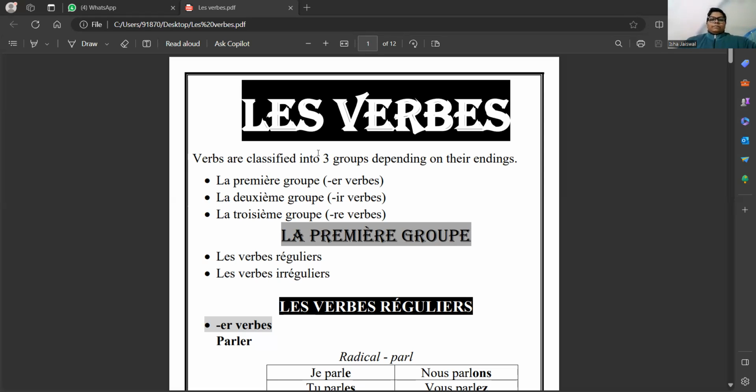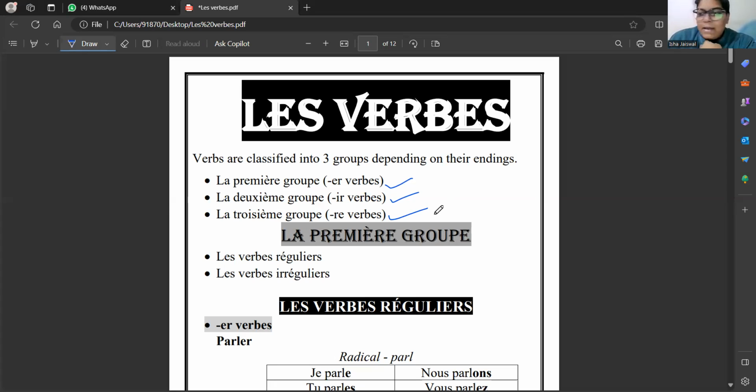Okay. Now see, this is the main topic that we are going to do. After this, we'll be starting with speaking because after this the sentences will be formed. So a little bit of speaking will be started. Now see, in French the verbs are categorized into three categories. First is er verbs, ir verbs, and re verbs.